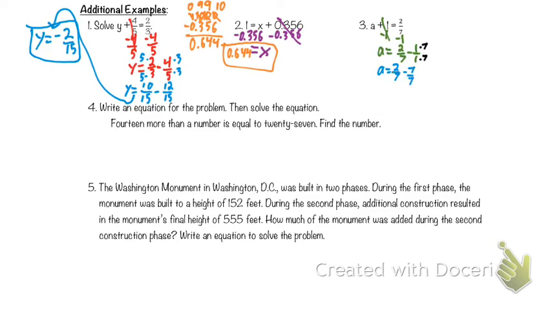So we subtract the numerators. 2 minus 7 is? Negative 5. Yeah, so we have negative 5 over 7. The denominator stays the same. A is negative 5 over 7.